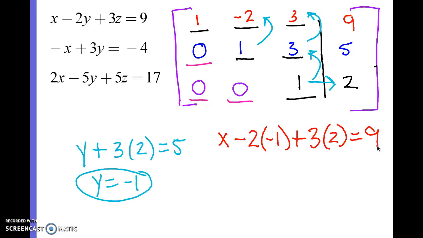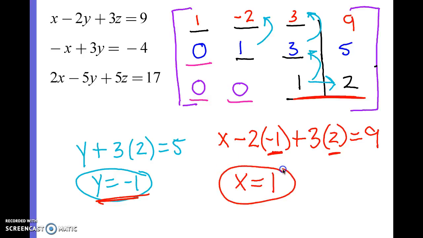So now you can see how I'm using what I got down here for z. This is how I solve for z. And then I'm using what I got here for y, and I'm solving for x. If you just plug and chug here, you get that x is equal to 1. So now I've successfully used this matrix to solve for z, and then solve for y, and then solve for x.